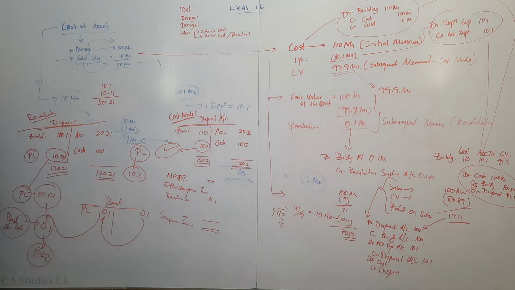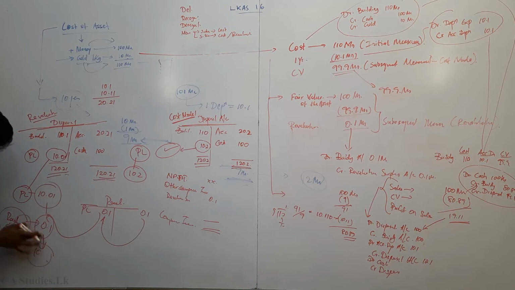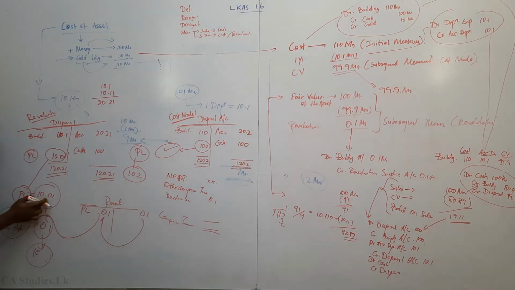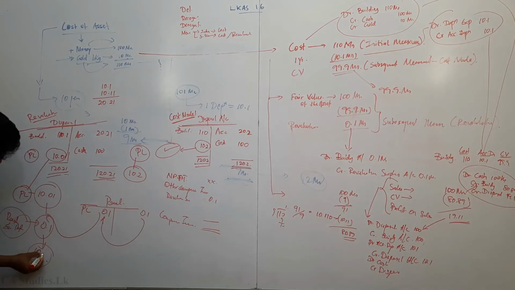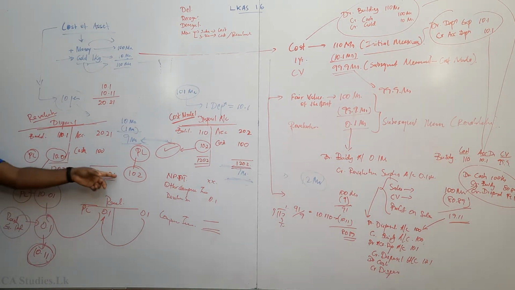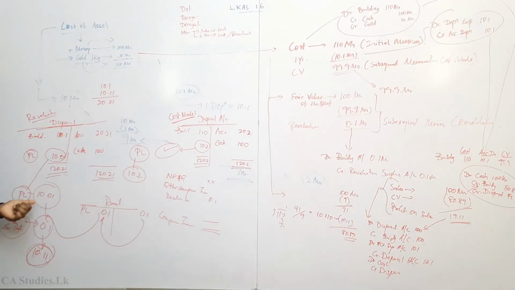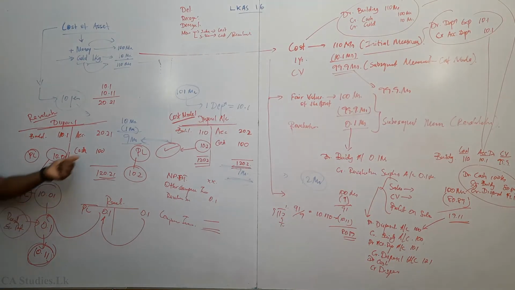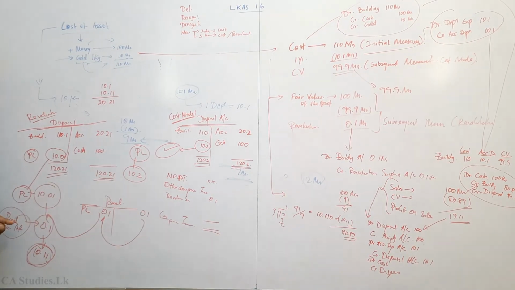Here also, sorry, 0.1 and 10.01. So 10.11. 10.11 will be the actual profit here. Here actual profit is 10.2, right? Here cost is high, that's why profit is low in revaluation. Here cost is low, that's why profit is high in cost model.